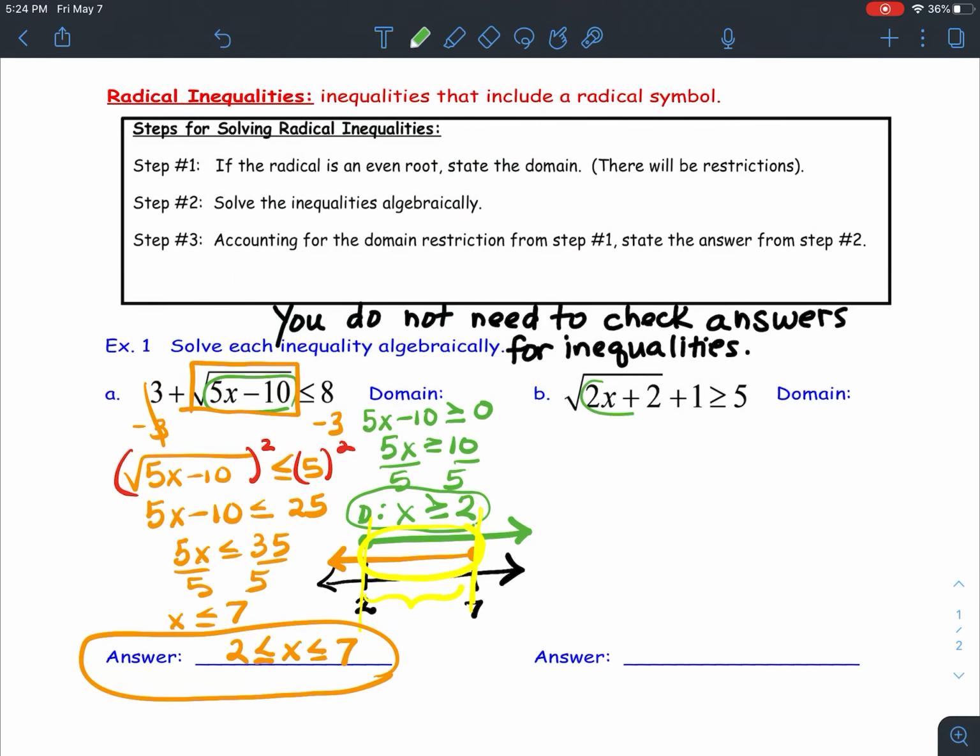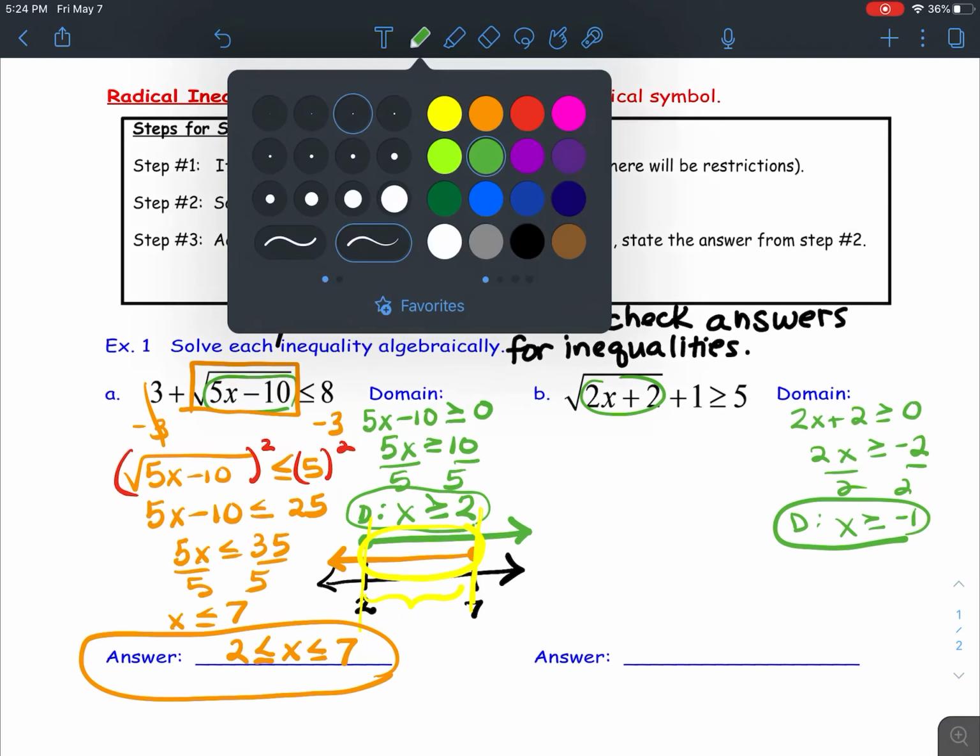Again, you want to start by grabbing your radicand, 2x plus 2. You want to set up your domain restriction by setting that greater than or equal to 0. You're going to solve this inequality for x, and you're going to go ahead and circle that as your answer.